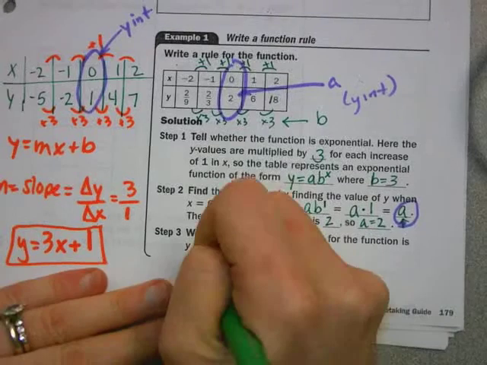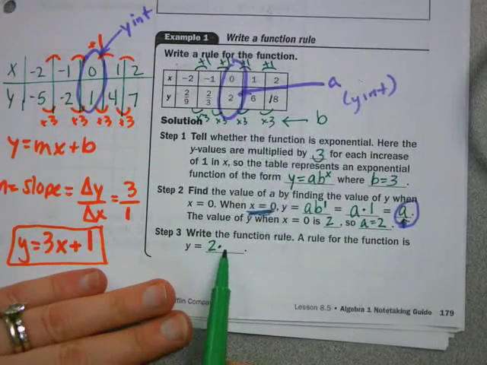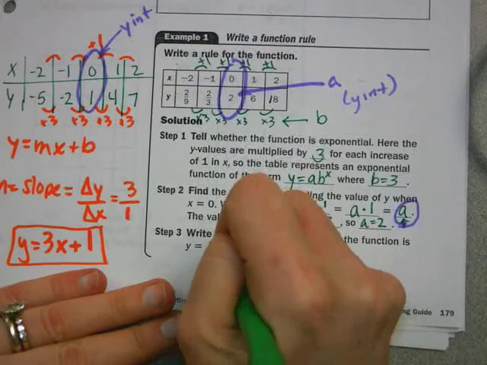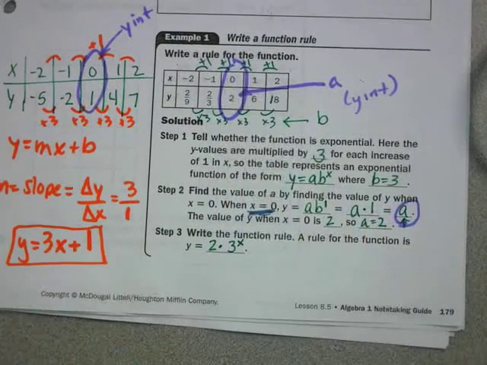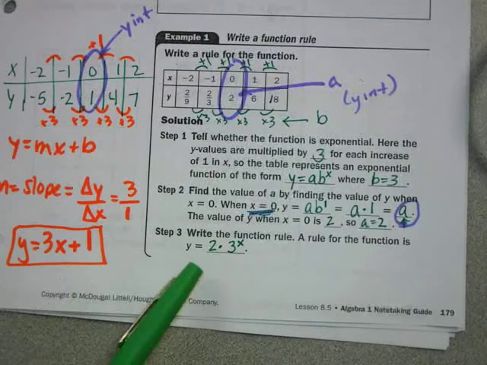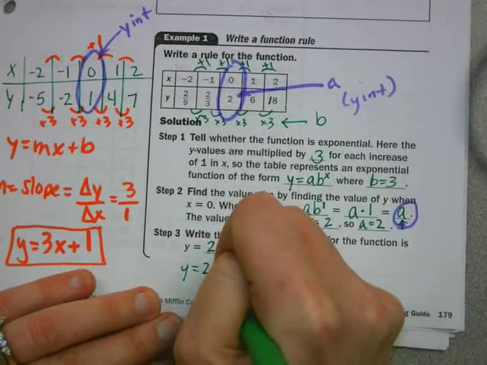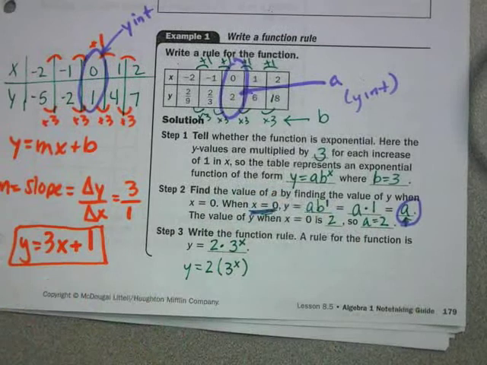So we have y equals 2, because it's a, b to the x, so 2 was the a, b is the 3, raised to the power of x. We don't plug in for x or y, just like when we did a linear, we didn't plug in for x or y. There's our general form. You could have also written it without the multiplication sign. You could have used parentheses this way.